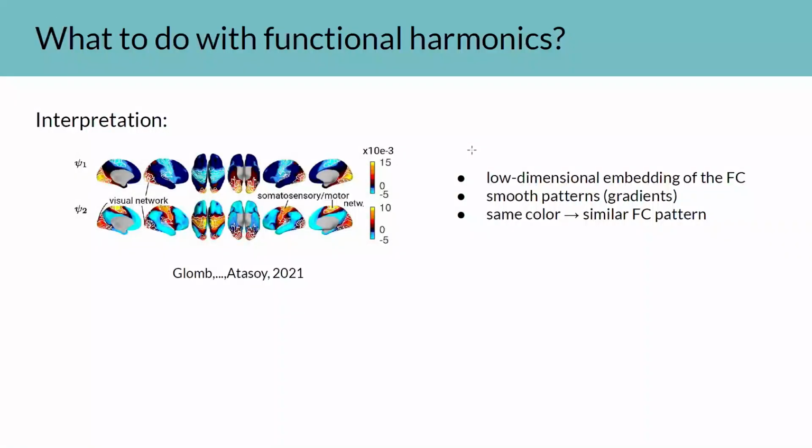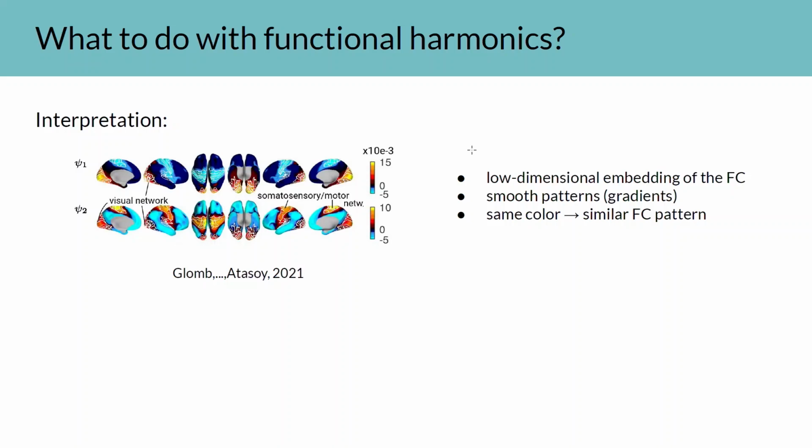Okay, how to interpret this, what to do with these nice-looking but useful question mark patterns. One thing to understand here, I already mentioned, these are low dimensional embeddings of the FC, and each of the functional harmonics can be interpreted as a separate embedding. Of course, if you want to understand cortical organization, you have to see them together, the space that they span, but you can look at them separately. That's what we did. And they are smooth patterns on the cortical surface.